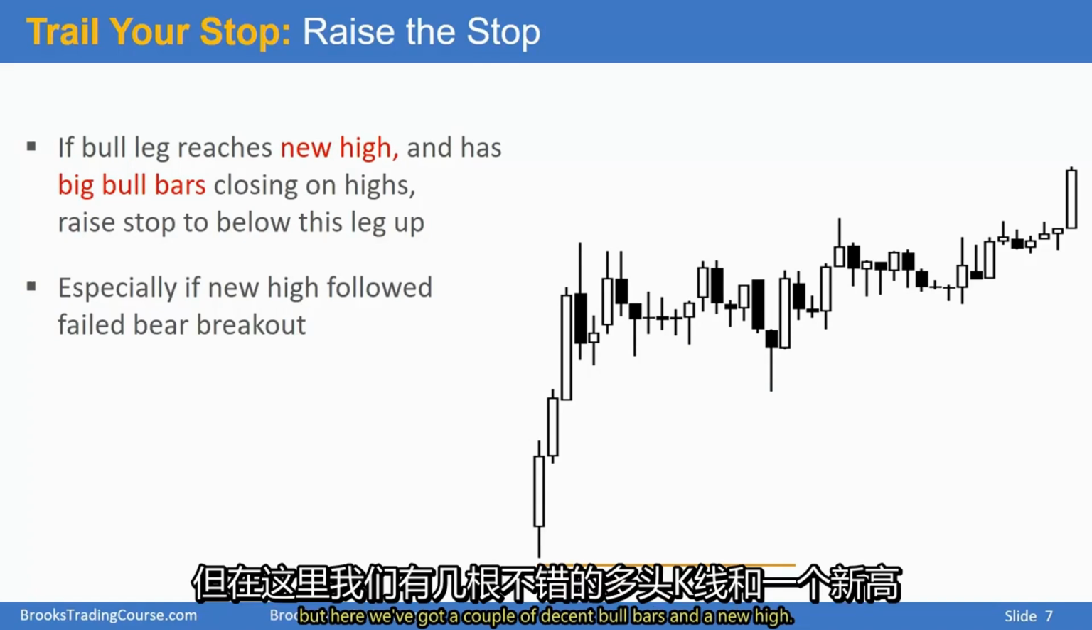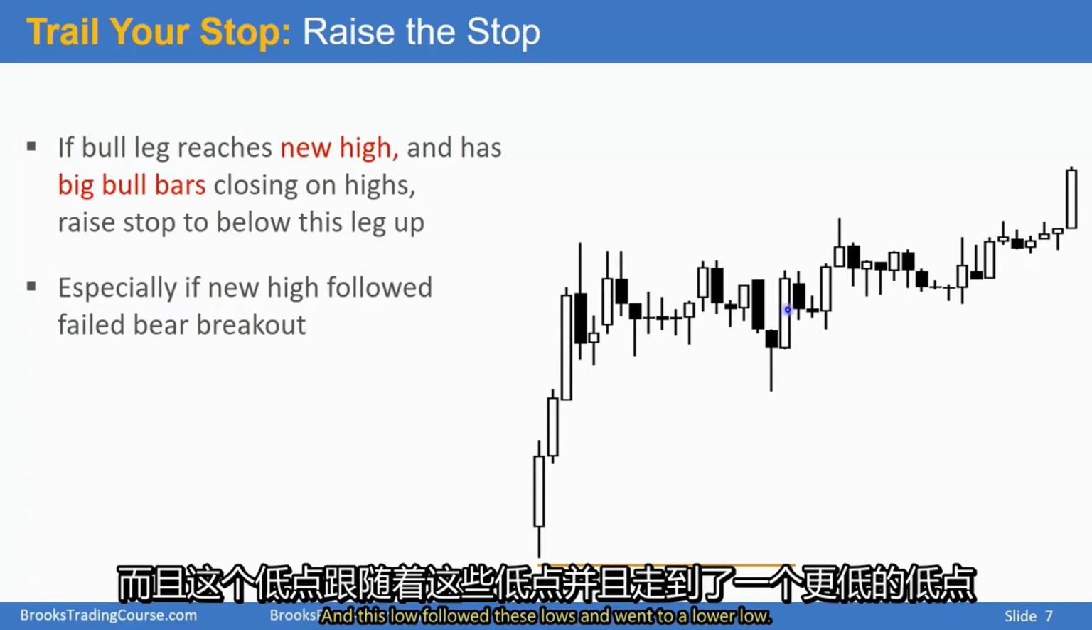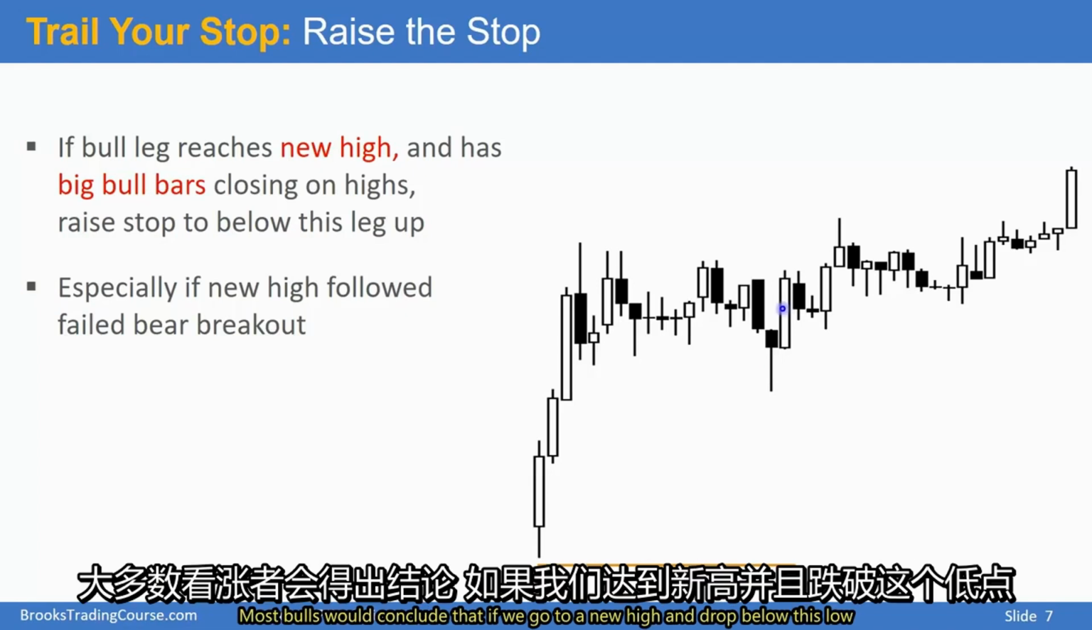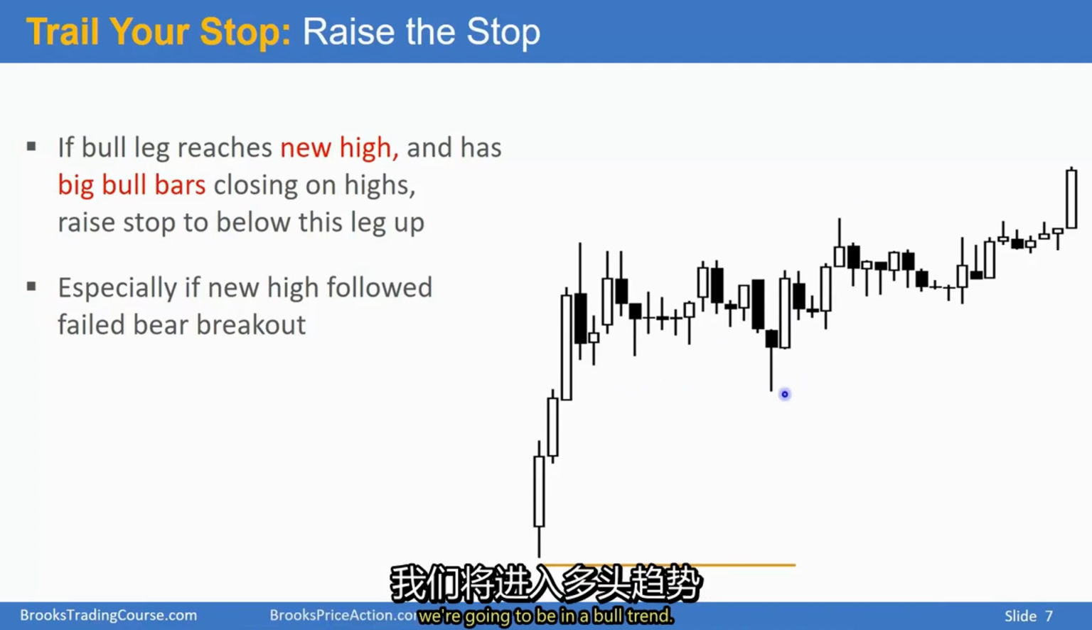I'll raise my stop if the market reaches a new high, or if there's a strong bull breakout. One bar usually is not enough, but here we got a couple decent bull bars and a new high. And this low followed these lows. It went to a lower low.